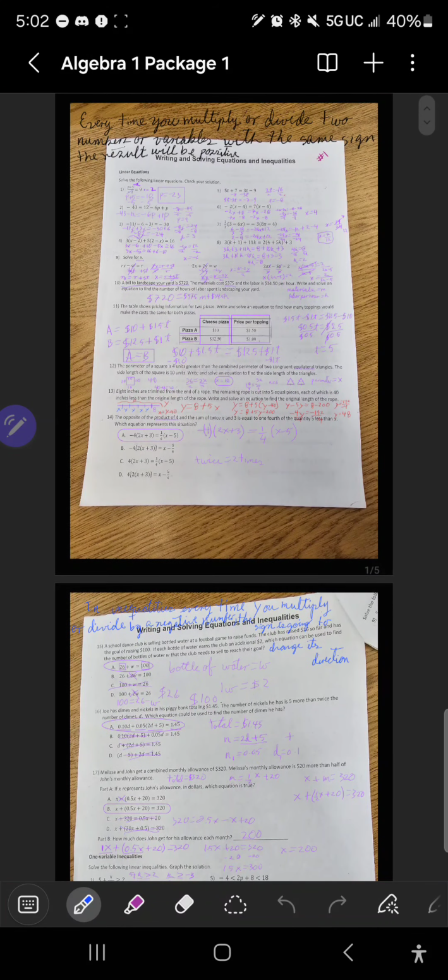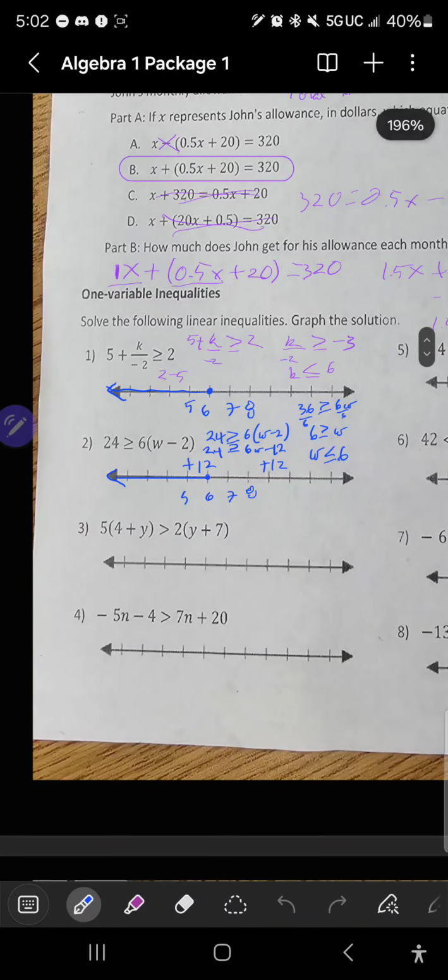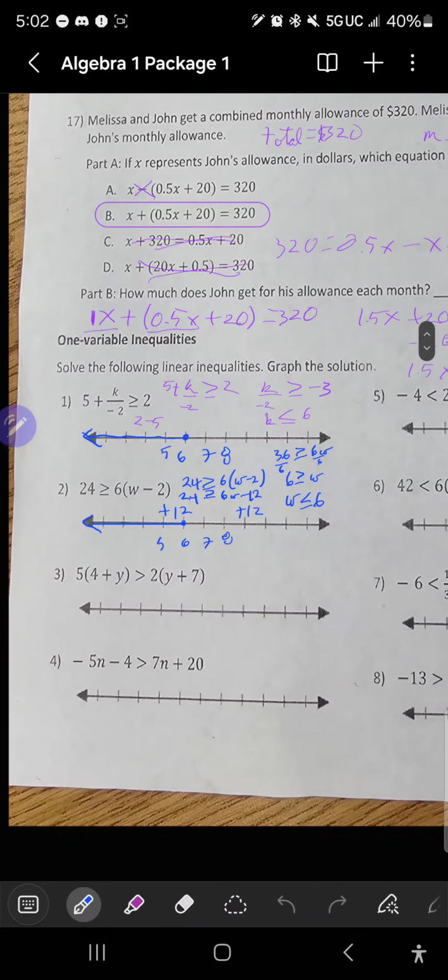Here is where we finished last week. We were doing inequalities and graphing them, so right now we're going to continue doing that.